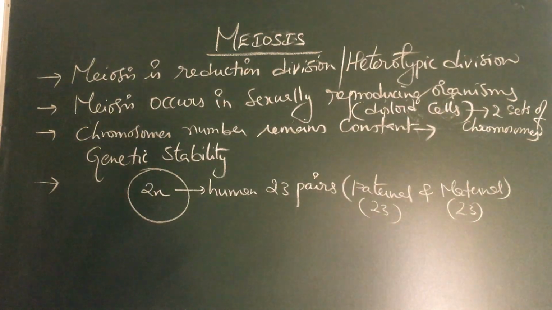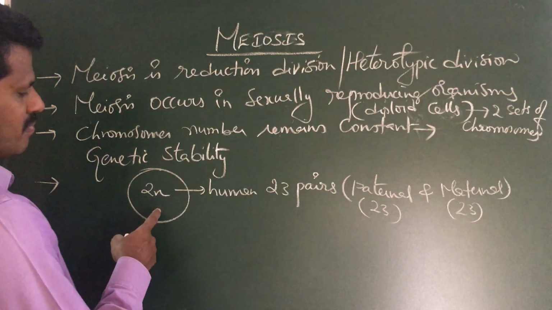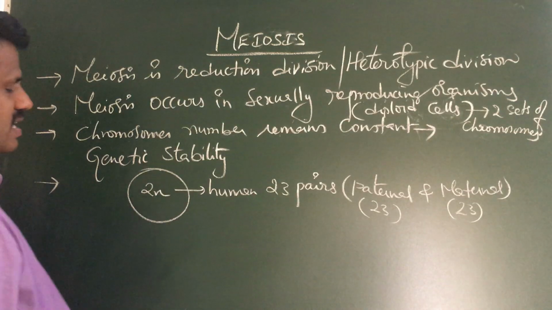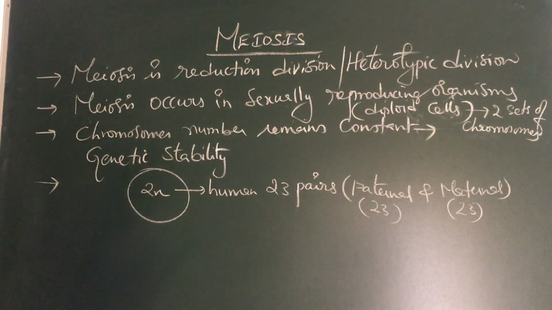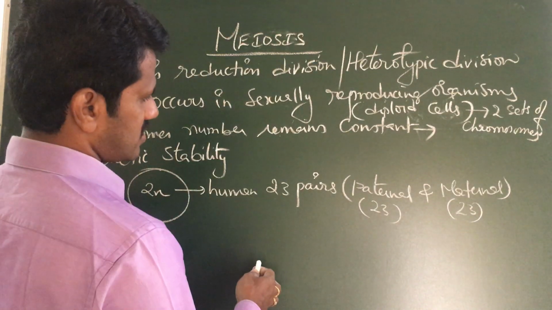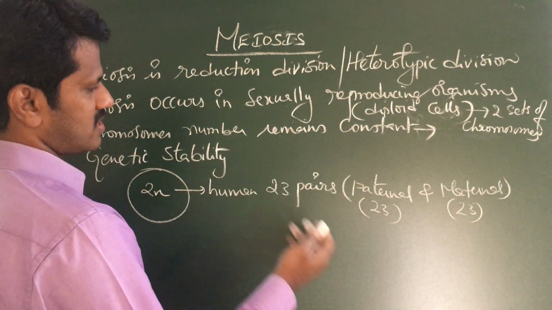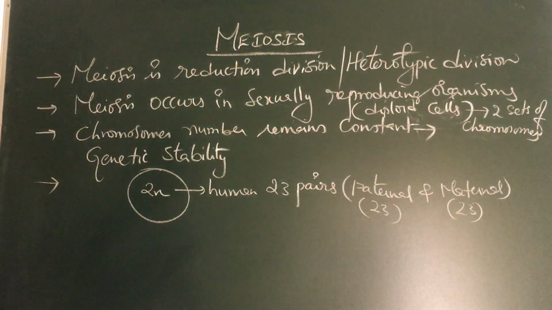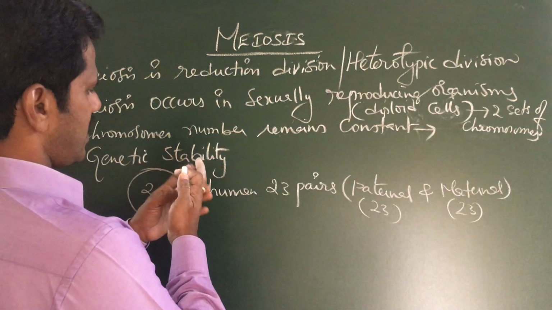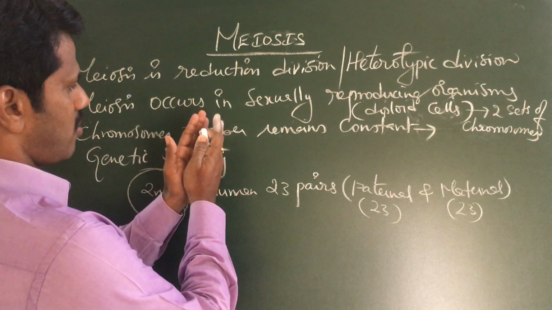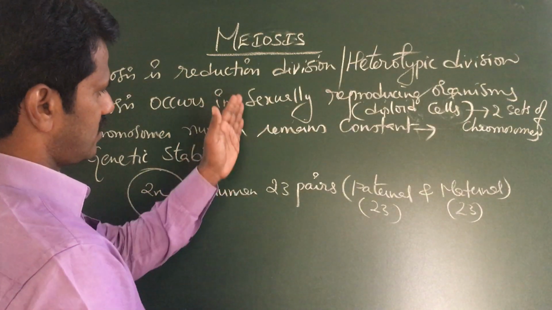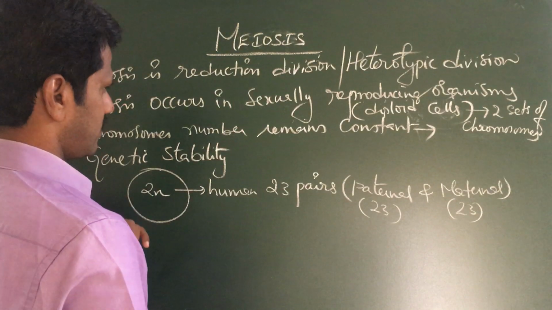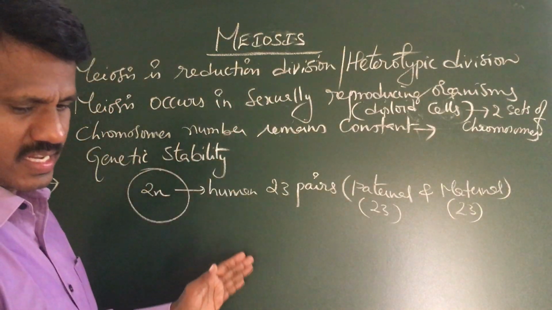So during meiosis, first it will enter into the interphase. And then what happens? Whatever the sets of chromosomes, just like in mitosis, the DNA gets duplicated. And in the metaphase, they will be aligned at the center.